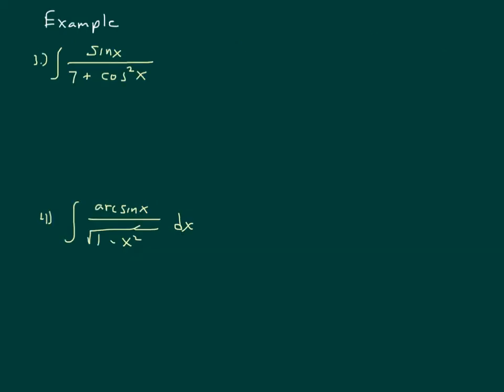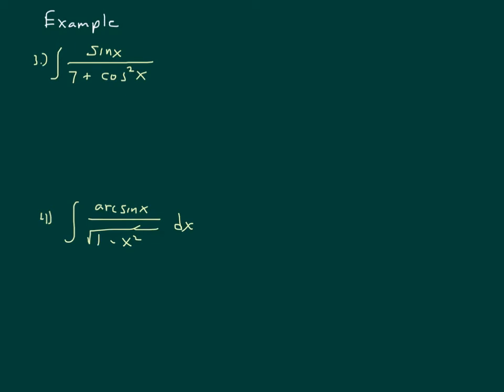Now let's take a look at a third example. What we're looking at for number 3 is the integral of sine x over 7 plus cosine squared x. In this case, you might first think of a direct u substitution, because I notice that in the denominator I have a cosine. The derivative of cosine is a negative sine, and I do have the sine in there. It's just a sign change. So you look at that and think, well, maybe I can use that.